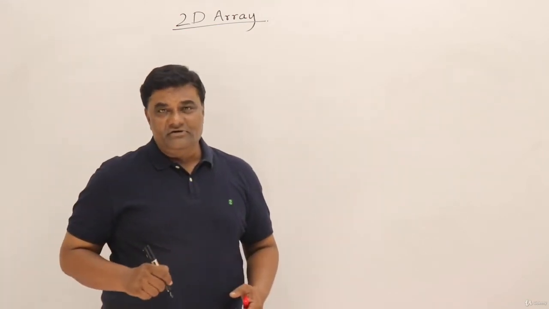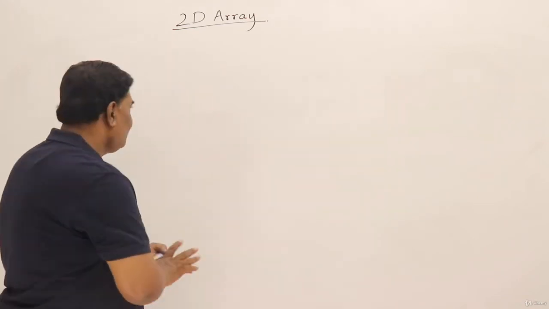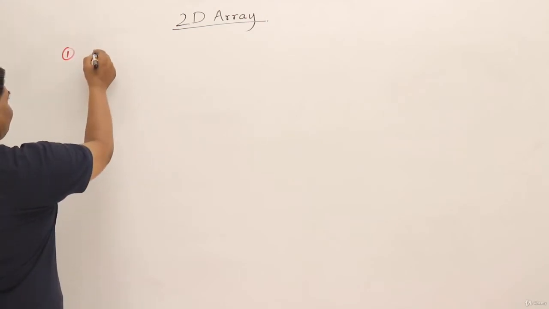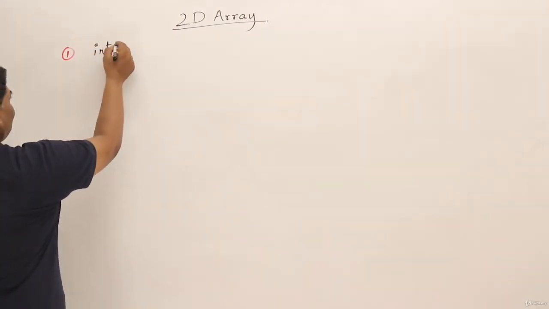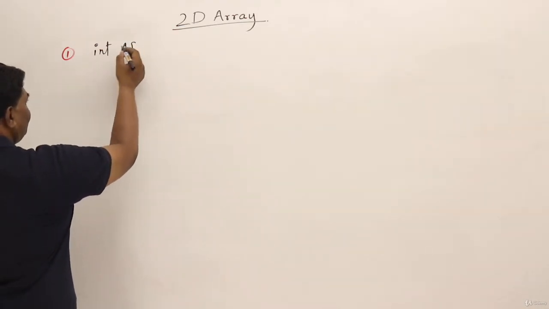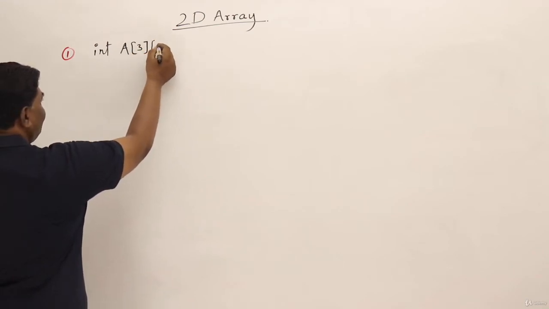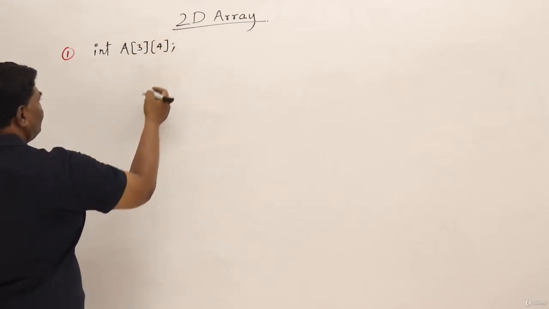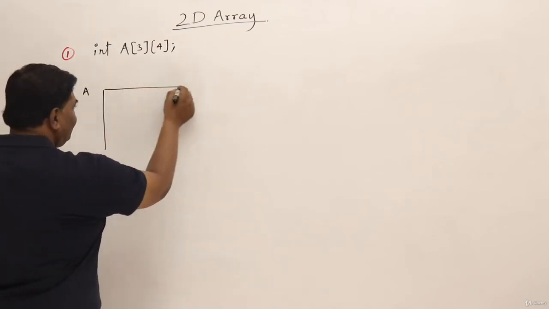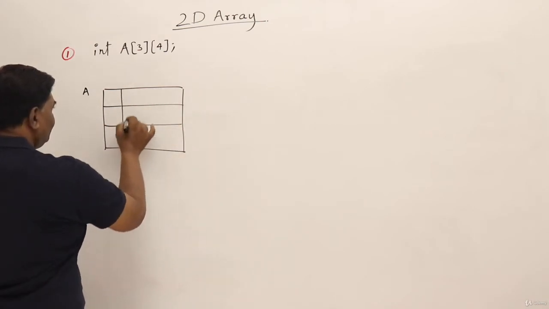There are 3 methods of creating a two-dimensional array. Let us look at them. The first method is a normal declaration of a two-dimensional array along with the name of the array, the data type of the array, and the dimensions. Let us say I want an array of size 3 by 4. So we visualize that an array of 3 by 4 size will be created inside main memory with 3 rows and 4 columns.